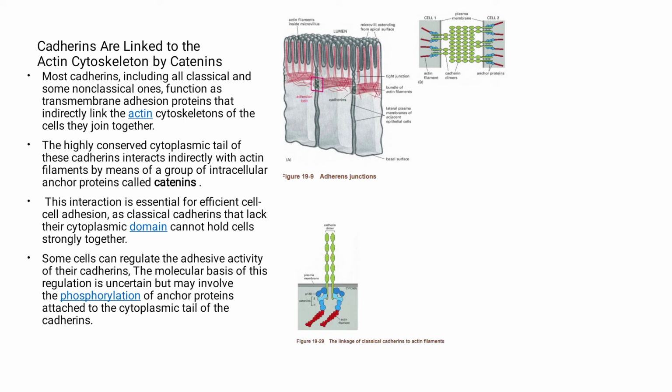Also, in this figure 19-29, let's go back, it is the linkage of classical cadherins to actin filaments. The cadherins are coupled indirectly to actin filaments by the anchor proteins alpha-catenin and beta-catenin. A third intracellular protein also binds to the cadherin cytoplasmic tail and regulates cadherin function.